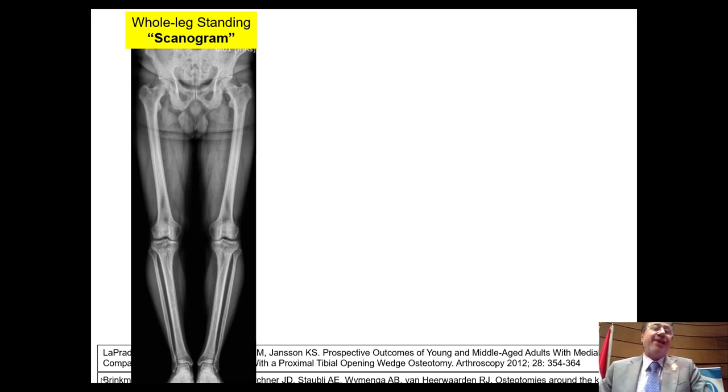Now, in addition to these views, it's very important to do what I think they call in the English literature the scanogram, the whole leg standing view. A prerequisite for a good scanogram is that the patella should be in the center of the knee. This is one of the criteria. Another criterion is that the ankle should be joined, and only one third of the femoral head should be behind the tibial plateau, as you can see on this X-ray.